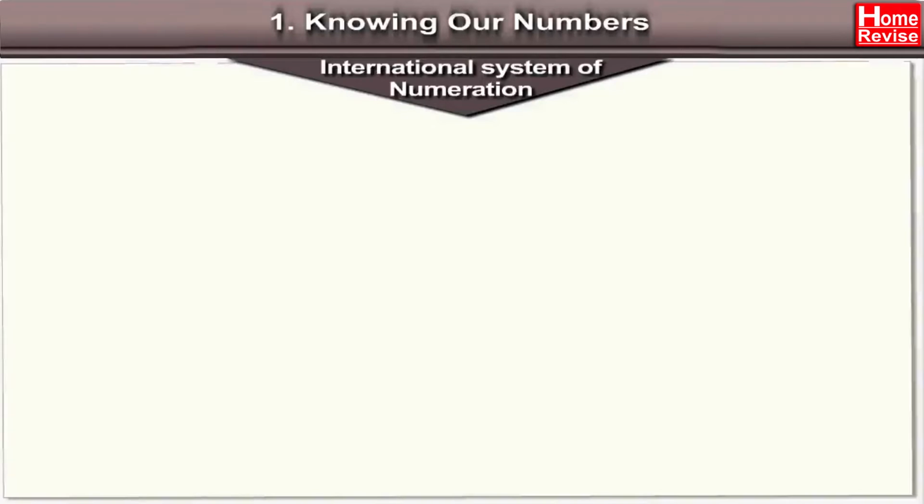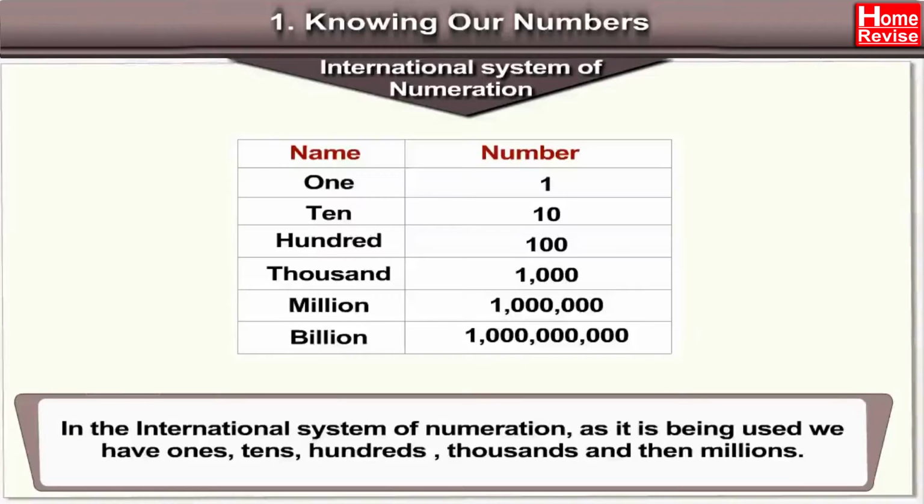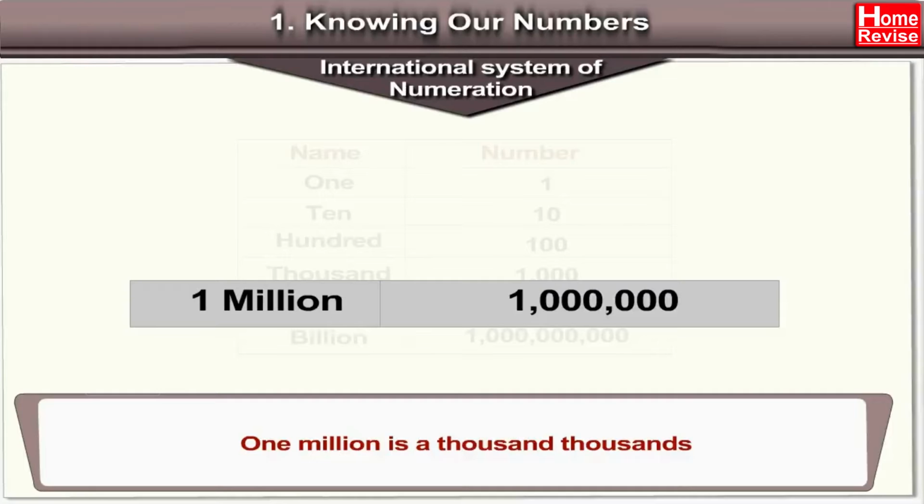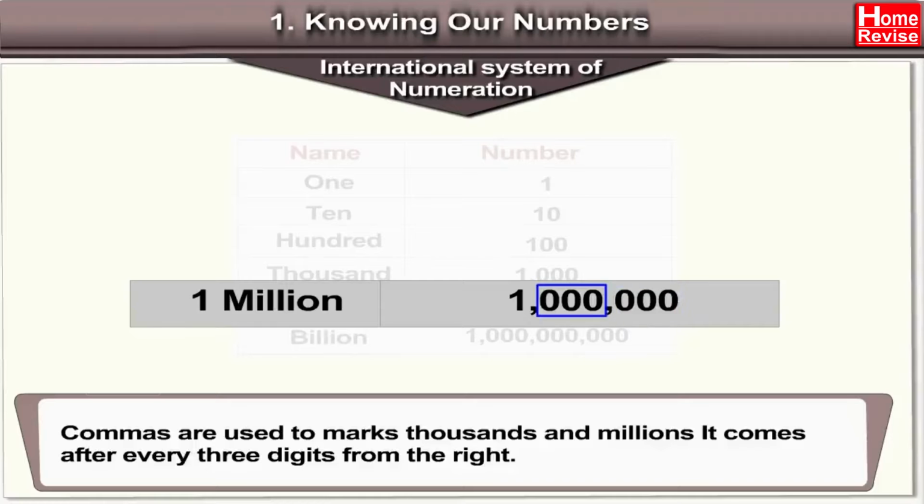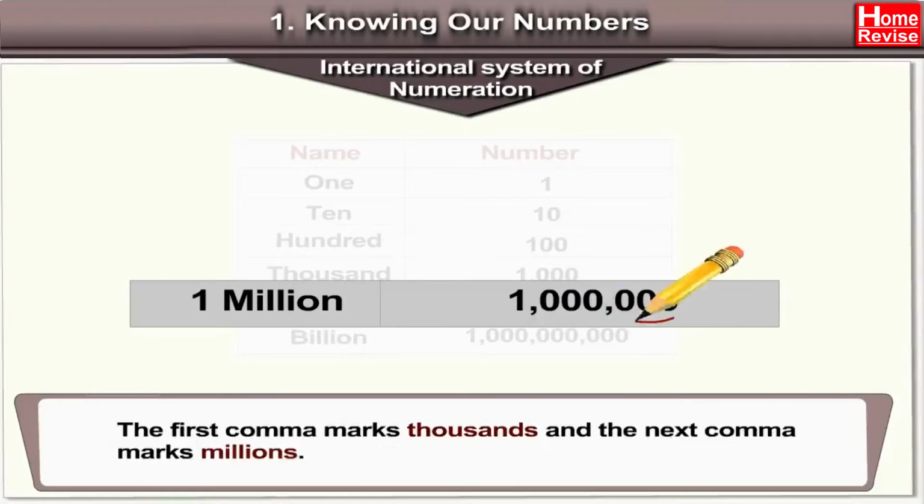International System of Numeration. In the International System of Numeration, as it is being used, we have ones, tens, hundreds, thousands, and then millions. 1,000,000 is 1,000 thousands. Commas are used to mark thousands and millions. It comes after every 3 digits from the right. Now the first comma marks thousands and the next comma marks millions.